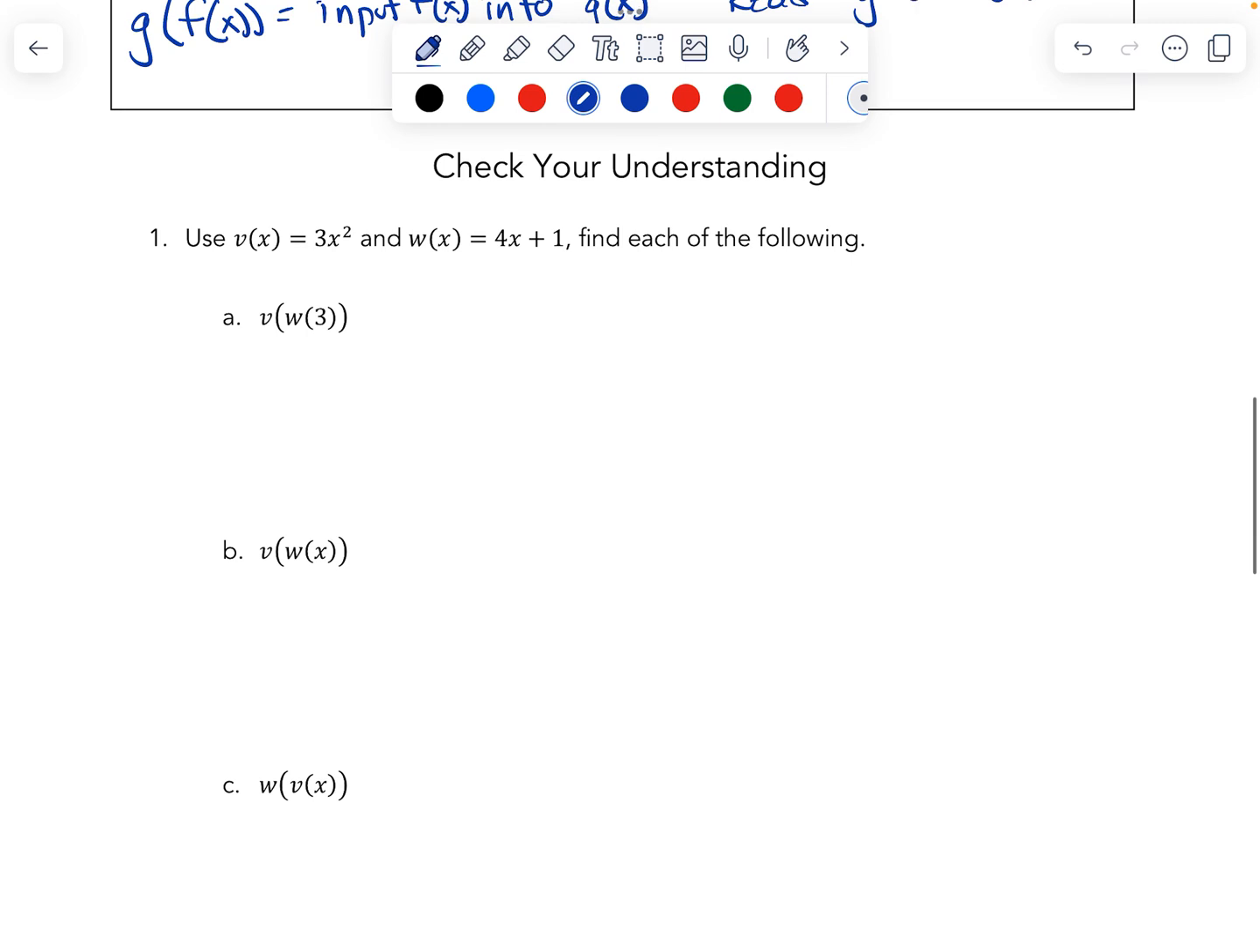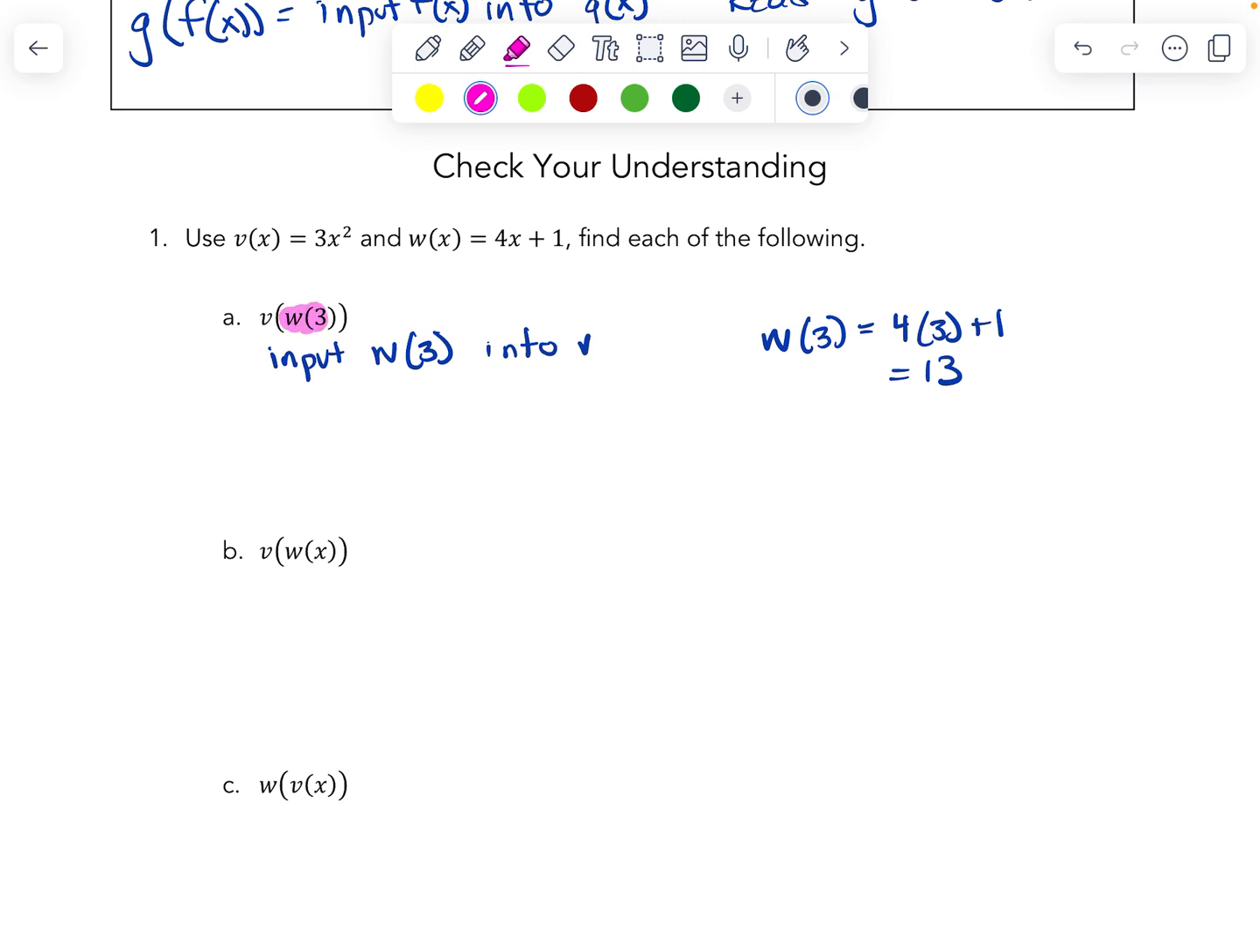So if we're going to take a look at some with actual equations. So this one, we input w of 3 into v. So w of 3, that would be 4 times 3 plus 1. So that gives us 13. So we figured out this part first. So now we do v of 13. So that's 3 times 13 squared, which gives us 507.